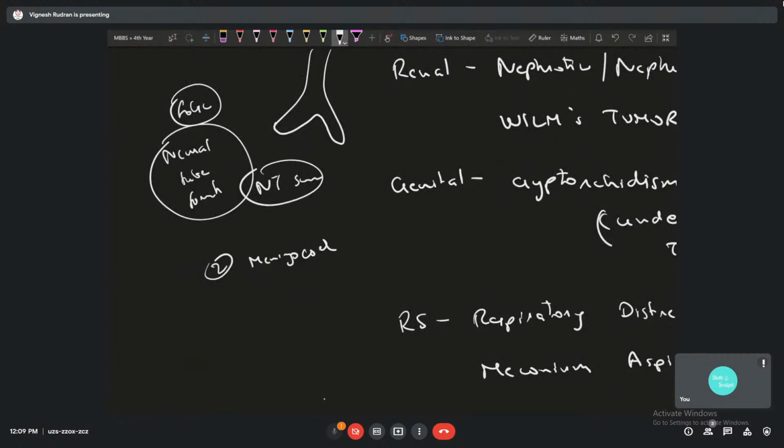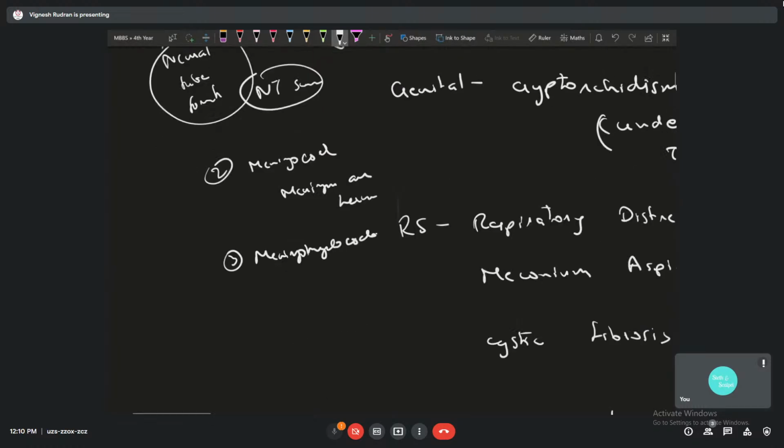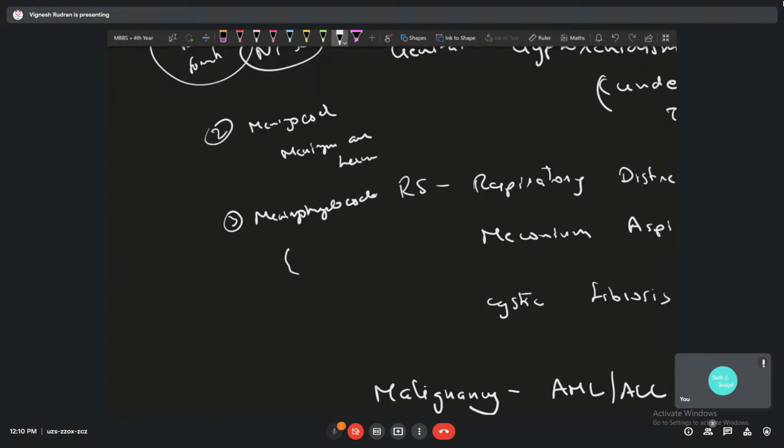Second one is meningocele, where only the dura, that is the meninges, are herniating, and then meningomyelocele. This is where part of the spinal cord plus meninges herniate.